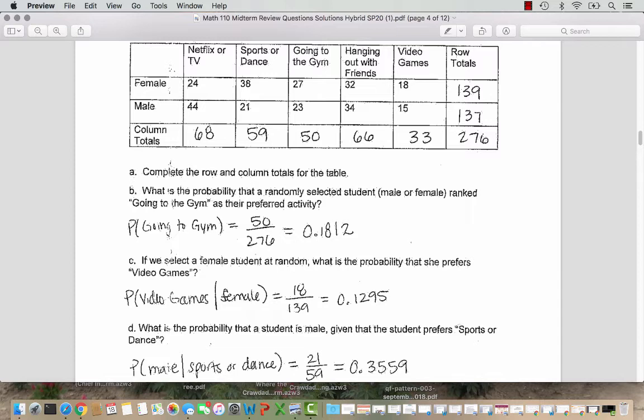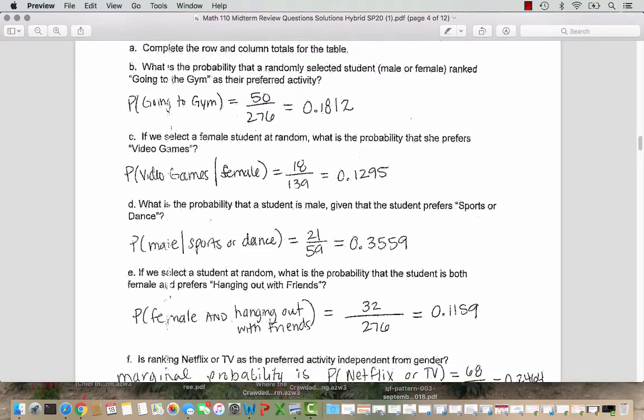Question D says, what's the probability that a student is male given that the student prefers sports or dance? So now our given restriction is that the student prefers sports or dance. So this is a conditional probability, and instead of being restricted to a row, now we're restricted to a column. In this case, the column that we're restricted to is sports or dance, and there are 59 folks in that column. So in probability notation, we say probability male, and then we use a line to say given or restricted to sports or dance. So that second part, sports or dance, corresponds with our denominator 59 because there are 59 students in the sports or dance column.